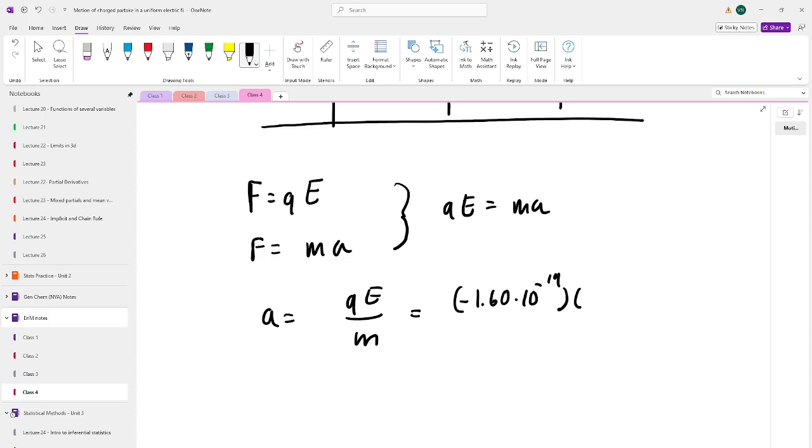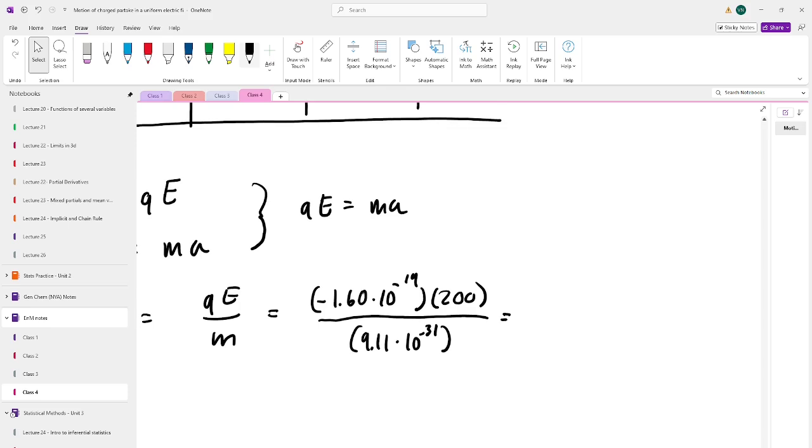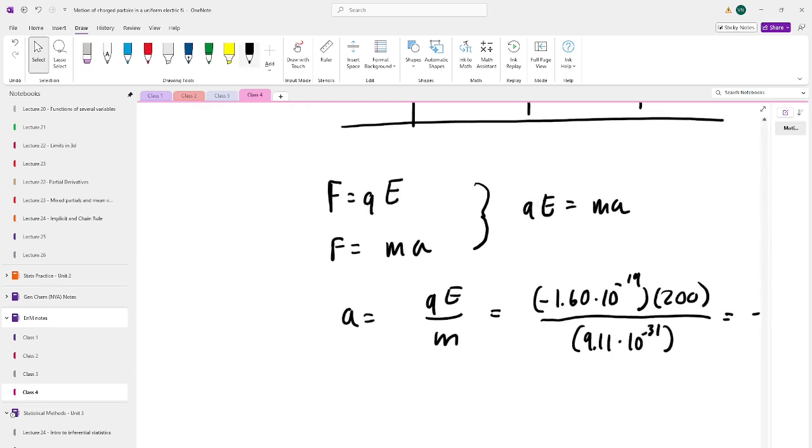E is still 200, as is mentioned in the problem, and the mass is still the mass of the electron, 9.11 times 10 to the minus 31. We can compute this from minus 1.6 times 10 to the minus 19 times 200 divided by 9.11 times 10 to the minus 31. That gives us minus 3.51 times 10 to the 13 meters per second squared.